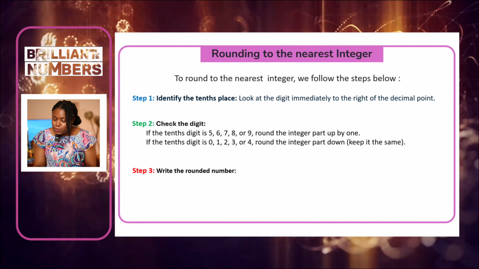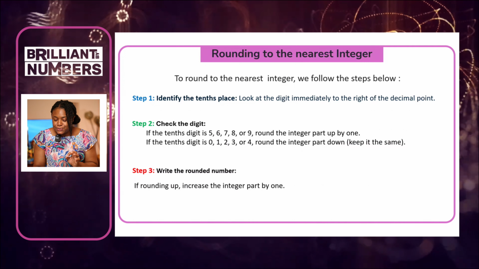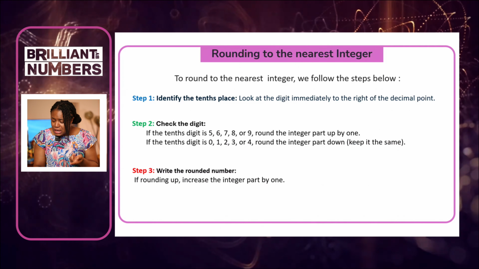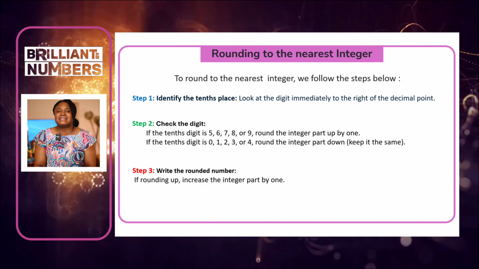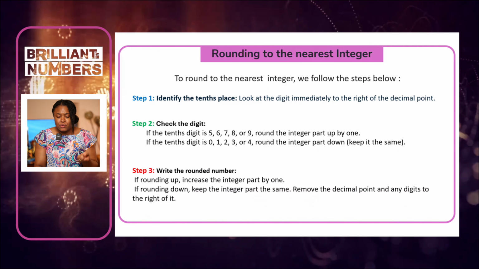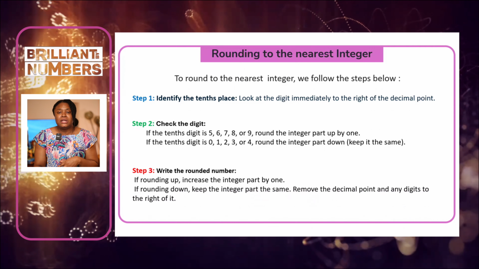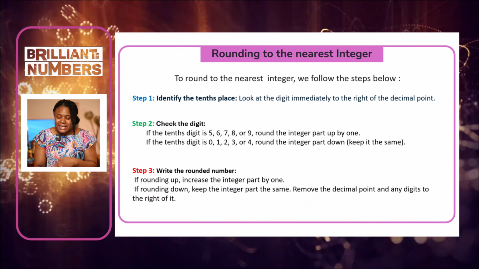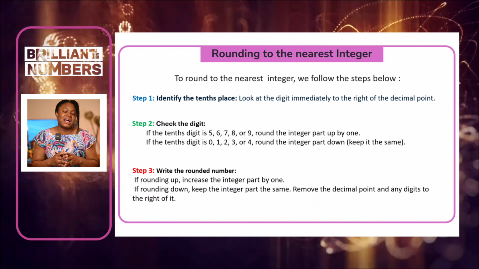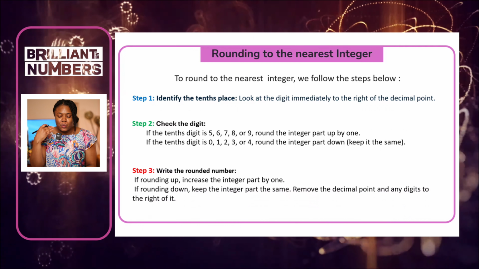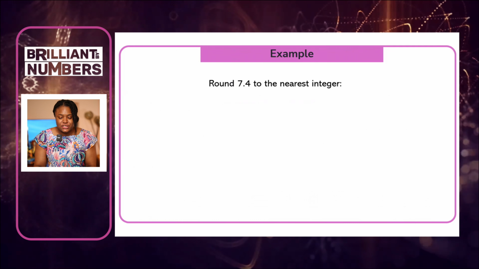Now, third step, we need to write the rounded integer for our answer. So, if we're rounding up, the number is going to be increasing by 1 integer part. However, if we're rounding down, we're keeping that part the same. We need to then remove all decimal points and any digit that is to the right of that decimal point. So once you've written this down, now we're going to look at some questions.